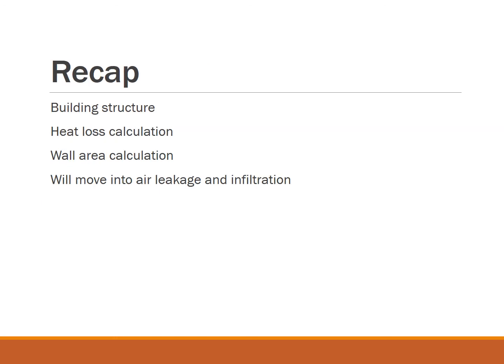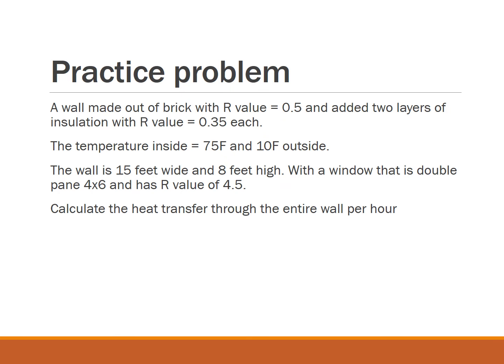So to recap, we talked about building structure and heat loss calculation for one wall. Please go through the steps and tell me if it makes any sense, and I'll try to do that again live so you can ask questions while I do it. And for wall area calculation, you have to take out the window to get the net wall area. I hope that was clear, or if not, I will reiterate. I will talk about air leakage and infiltration next week, and how we calculate that and how we counteract it. And here's a practice problem for you.